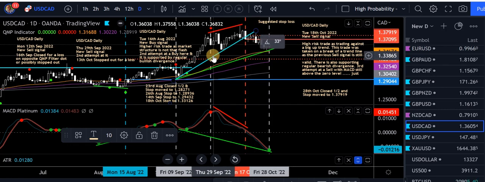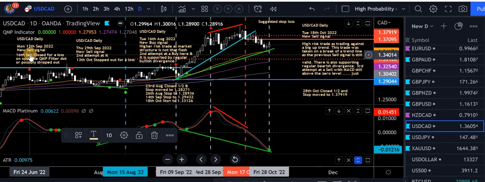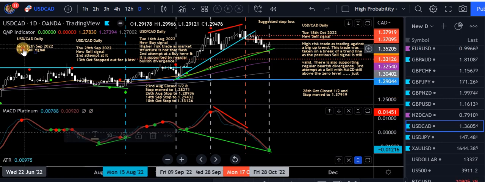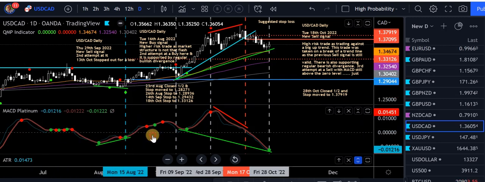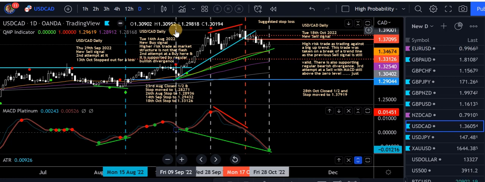We did take a sell here, and that was the, what's that? Got notes everywhere, 29th of September. I'll get rid of this one for a start. No need for that one anymore. Old news. Get rid of this line.